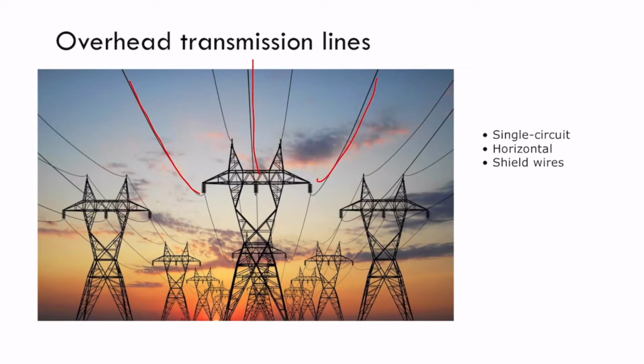There are other cables on the top. Basically, those cables are what are called shield wires. They are protecting against lightning. So basically, they are not used for transporting energy. They don't need to be thick.